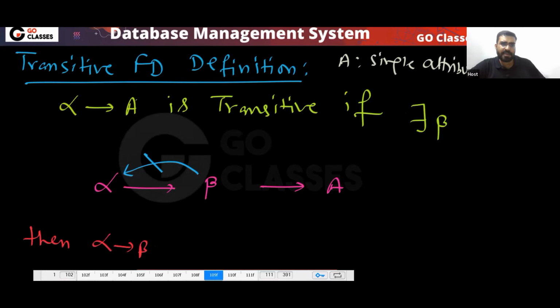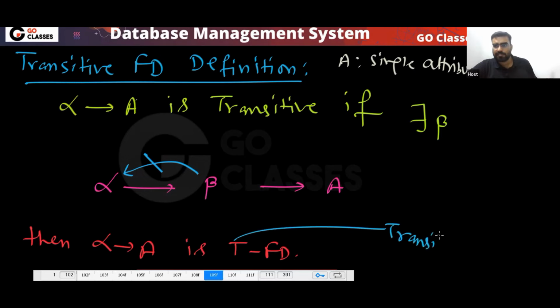In this situation, if this happens, then alpha determines A is a transitive functional dependency. Is this clear? This T means transitive. So this is the complete definition.